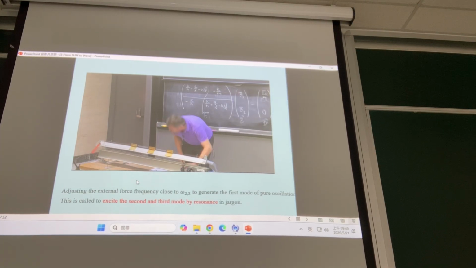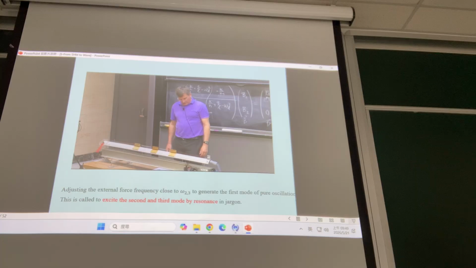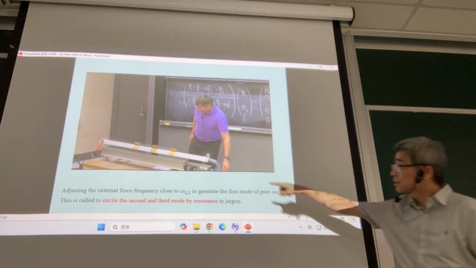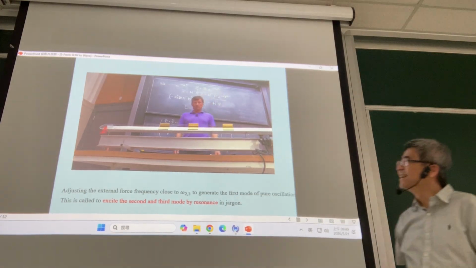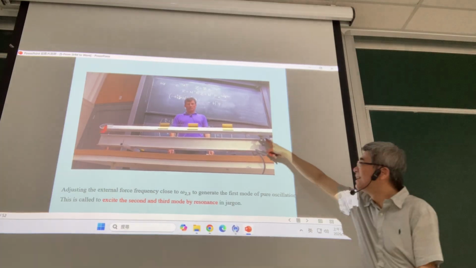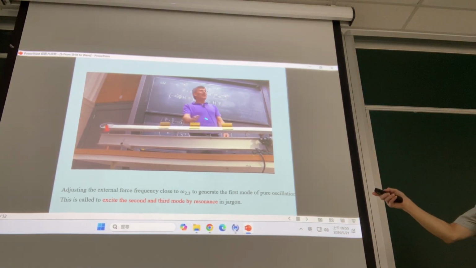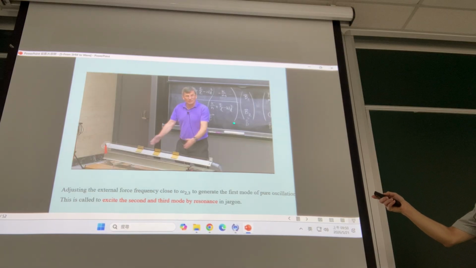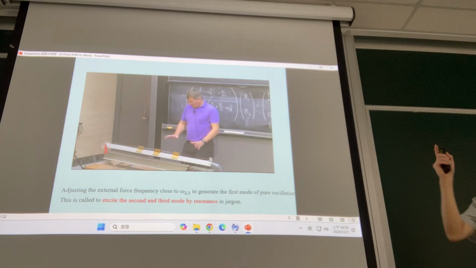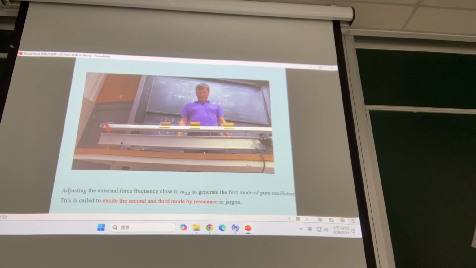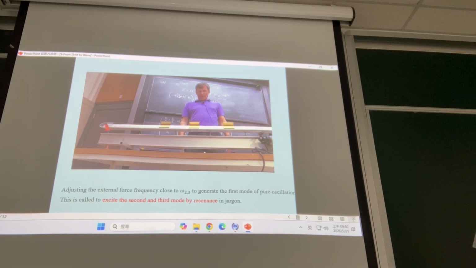Now the third mode. You can see that something is rotating here. It adjusts the frequency. See, the first one and third one oscillate, and the middle one oscillates opposite to them. Okay, that's the third mode of the oscillation.